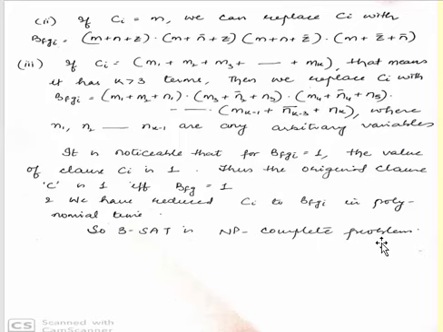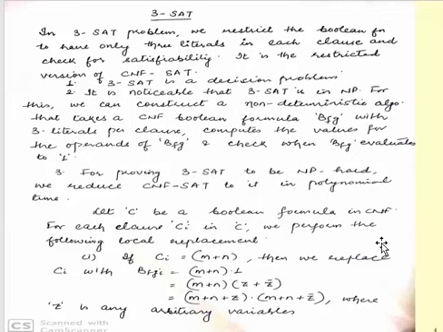Okay, so again I'm repeating this. How can you say that 3 SAT is NP complete? First, we need to prove that 3 SAT is a decision problem. Next, we need to prove that 3 SAT is in NP. For that, you can take any non-deterministic algorithm that can be solved in polynomial time.